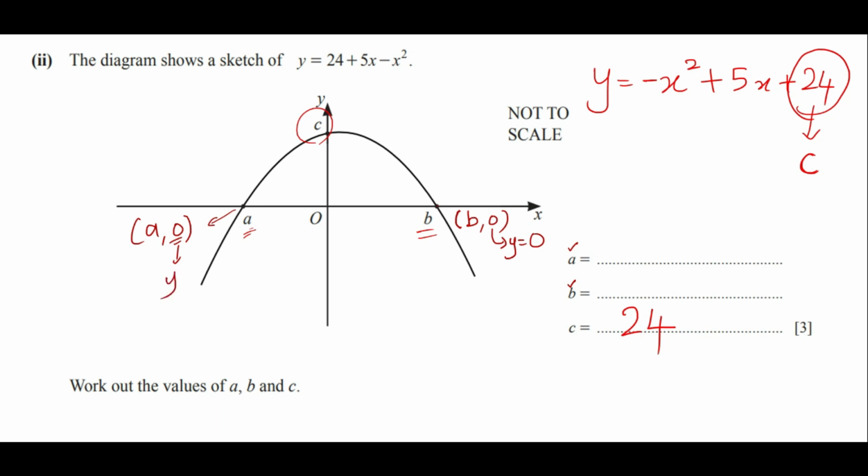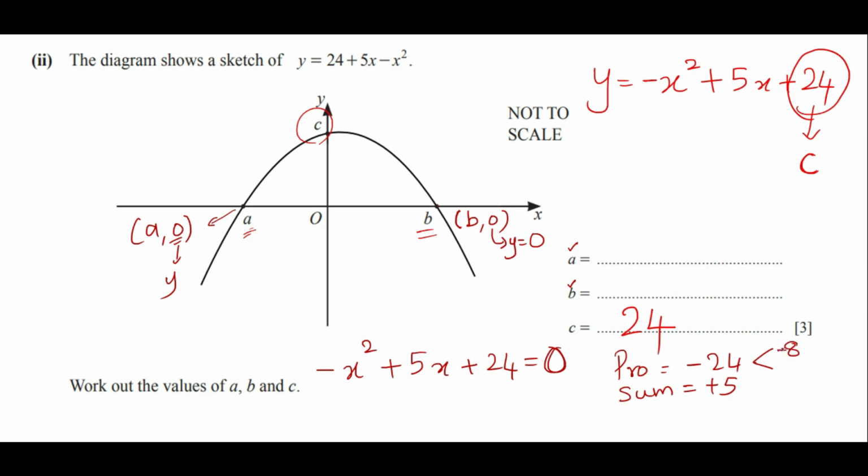So if you equate this equation, negative x squared plus 5x plus 24, to 0, and solve this quadratic equation to find the value for x, for sure you'll have two values for x, so a and b. So here my product is going to be minus 24, and my sum here is plus 5. The two numbers which will give me a product of negative 24 and a sum of plus 5 are positive 8 and minus 3. So you can see when you add them you get a plus 5, and when you multiply you get a negative 24.